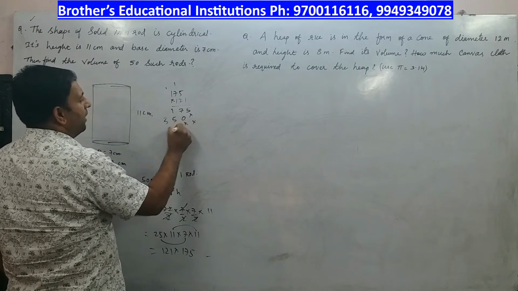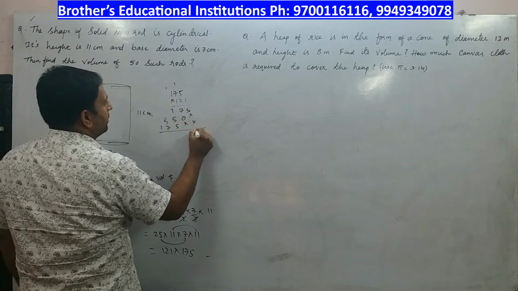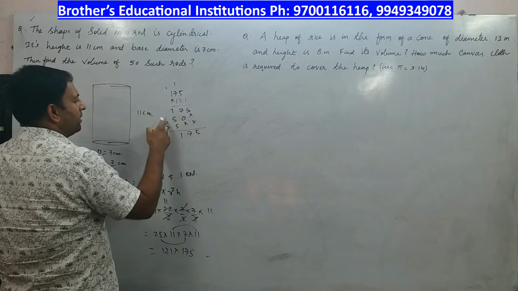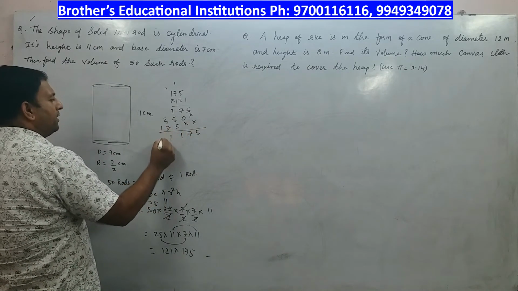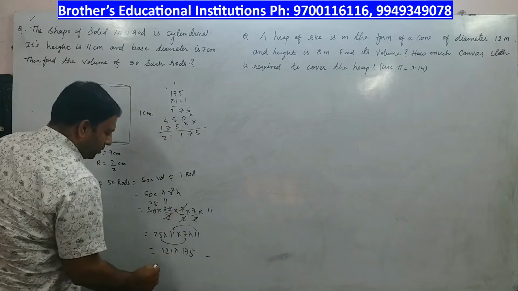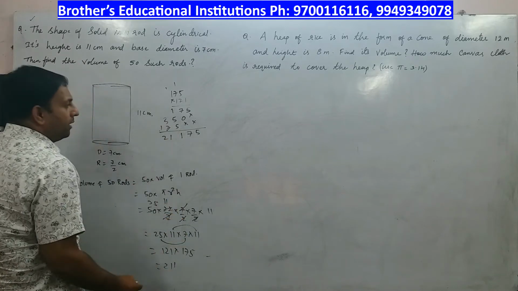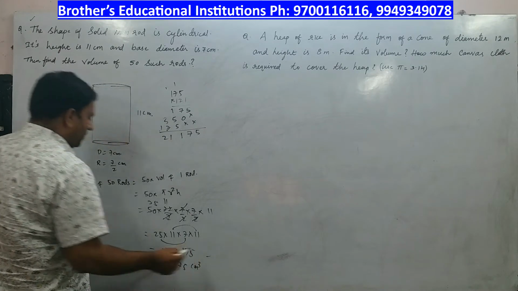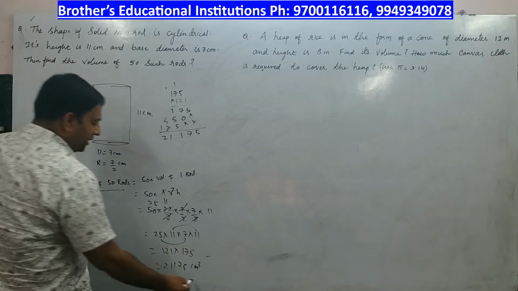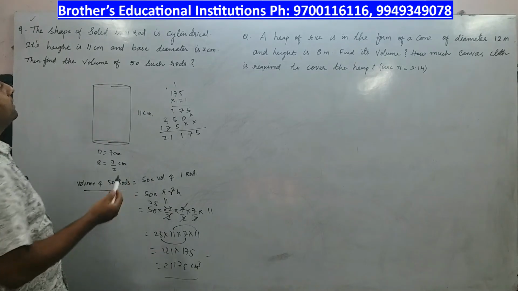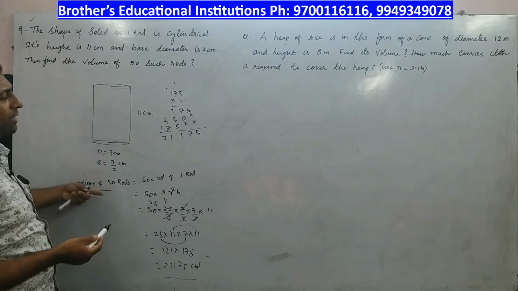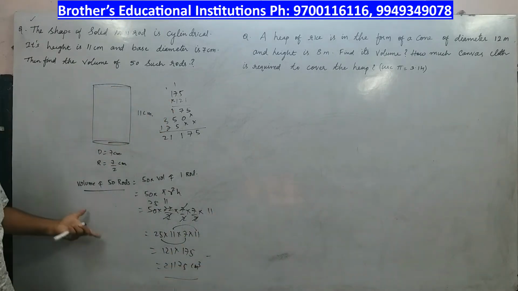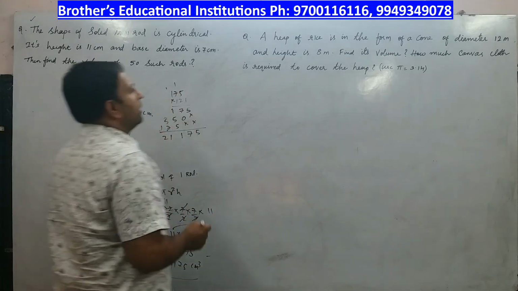Again it is 175, and then 5 plus 5 is 10 plus 1 is 11, 1 carry, 7 plus 3 is 10 plus 1 is 11, 1 carry 2. So it is 21175 centimeters cube. You are dealing with volume, so this is the volume of 50 such rods. Please try to understand this. Now you can pause the video and copy this problem. Let us go to the next question.